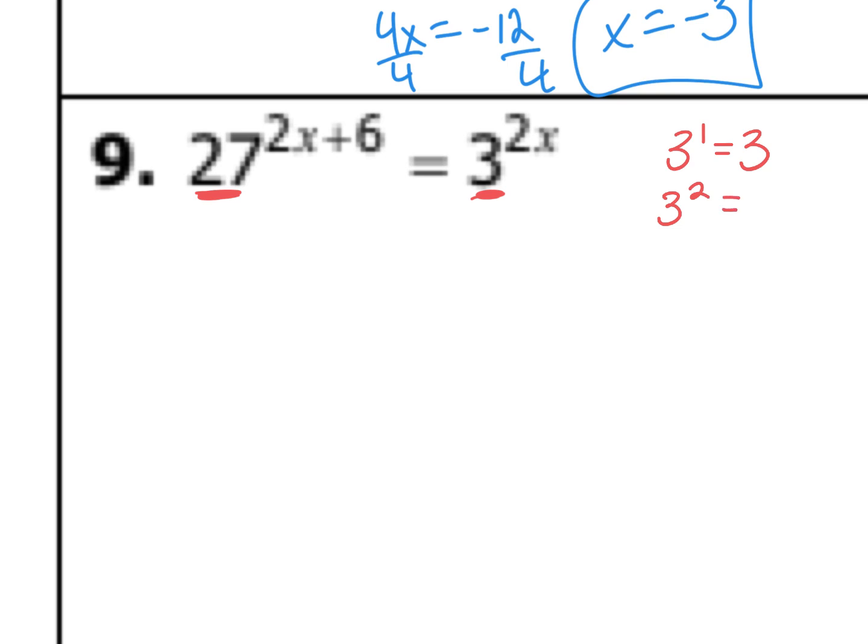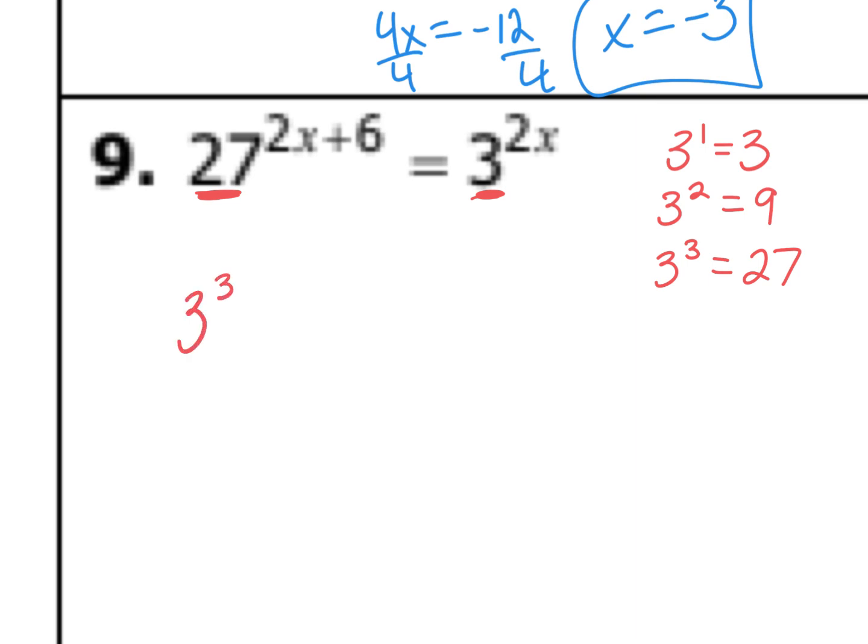3 squared is? 9. 3 cubed is 27. Do I need to go further? No. Okay, cool. So, still doing the same thing, okay? We're still rewriting both sides, okay? If I look, the 27 can be rewritten as 3 cubed.